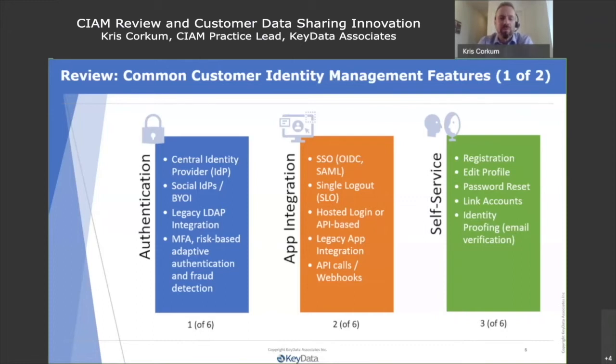So user self-service, customers being able to register their own accounts, edit their profiles, reset their passwords, link their social identities to local identities, as well as providing some sort of identity proofing through email verification or third-party identity proofing integration.